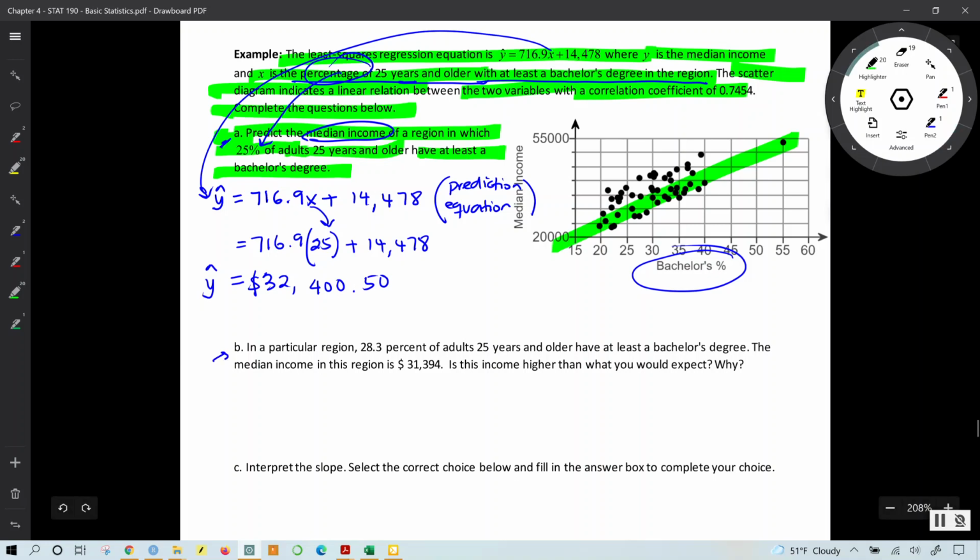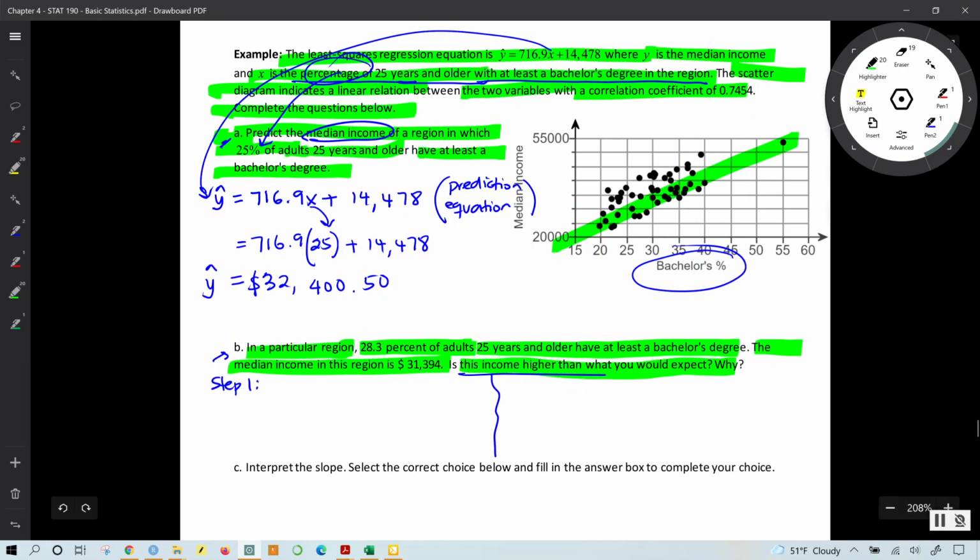Question B. In a particular region, 28.3% of adults 25 years and older have at least a bachelor's degree. The median income in this region is $31,394. Is this income higher than what you would expect? Why? To answer this question, the first step would be to compute what you would expect in this particular region that has 28.3% using the prediction equation.